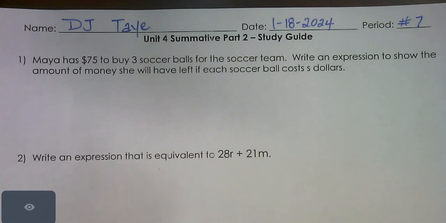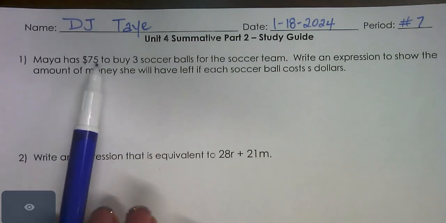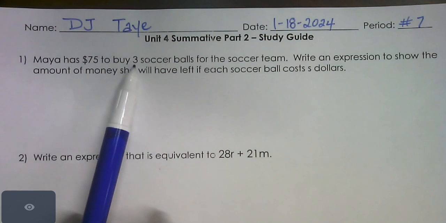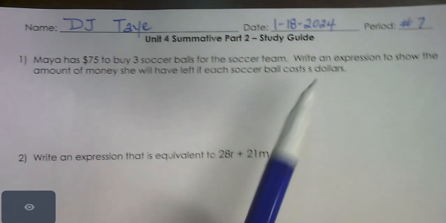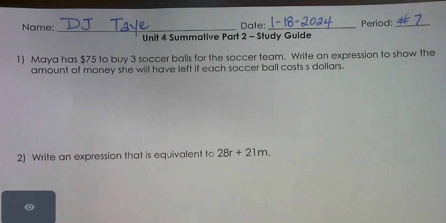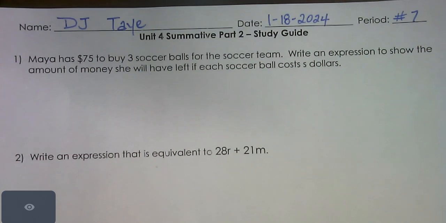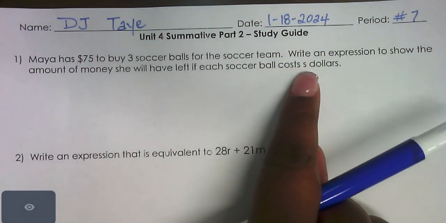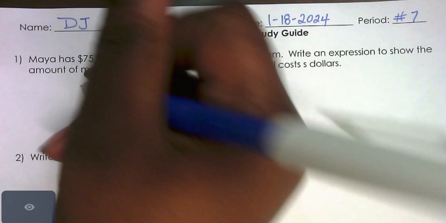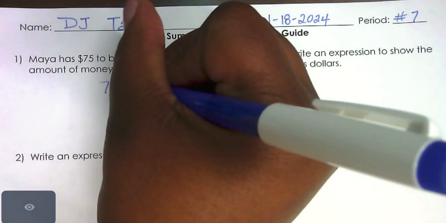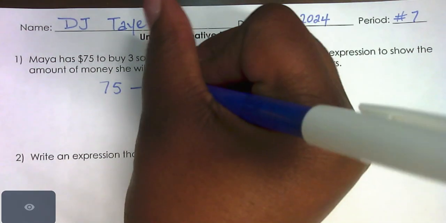And so that means that if I have $75 like Maya in my pocket and I need to buy 3 of these balls, but I don't know how much they cost, then I'm going to be doing some subtraction here. I'm going to hand the cashier, or Maya's going to hand the cashier $75, and they're going to subtract out the cost of those soccer balls times 3. So let's set this up as 75 minus 3s.